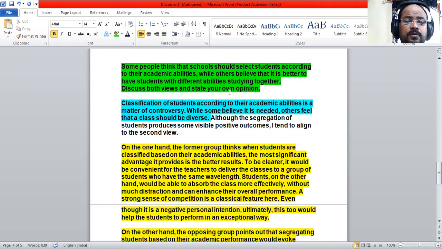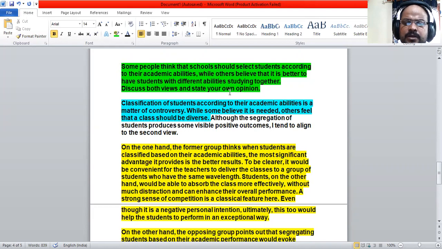Now, what can we do here? We have a discussion question. We have argument number one. The argument number one says that schools should enroll students based on their academic abilities. The second view says that it is not good. Students who have different abilities should study together. Now, I need to state a decision: which argument you favor, or do you agree with both? So your personal opinion is asked at the end after the discussion. So you need to have a discussion on argument number one and argument number two.